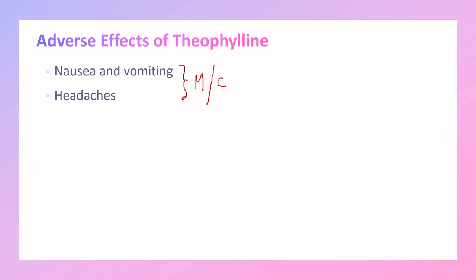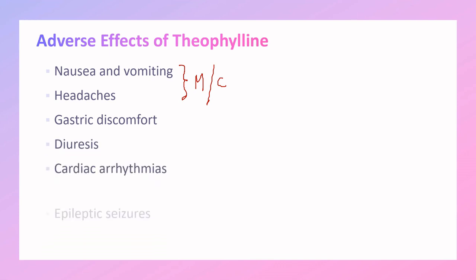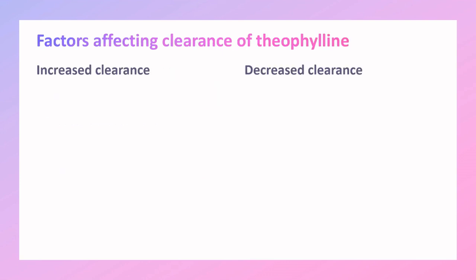Now let us have a look at the adverse effects of theophylline. Nausea, vomiting and headaches. Students, please remember that nausea, vomiting and headaches are the most common adverse effects associated with the use of theophylline. Next, gastric discomfort, diuresis, development of cardiac arrhythmias and epileptic seizures. The development of cardiac arrhythmias and epileptic seizures is directly related to the adenosine receptor blockade. The A1 receptor blockade is the one that is responsible for the development of cardiac arrhythmias and epileptic seizures.